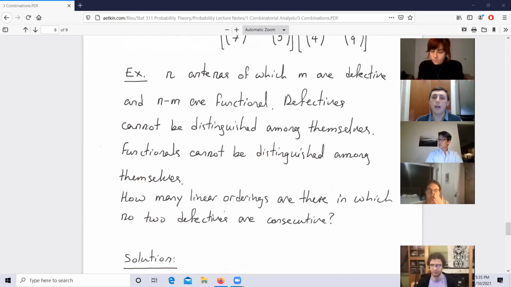You understand? So you can imagine batteries. Some batteries are working, some are not. You cannot tell. Let's say somehow you can see which battery was burned out, but you cannot distinguish burned batteries among themselves or functional batteries among themselves. How many linear orderings can there be where the defectives are separated? You understand the question, guys? The defectives are not together. So did you think of this question?